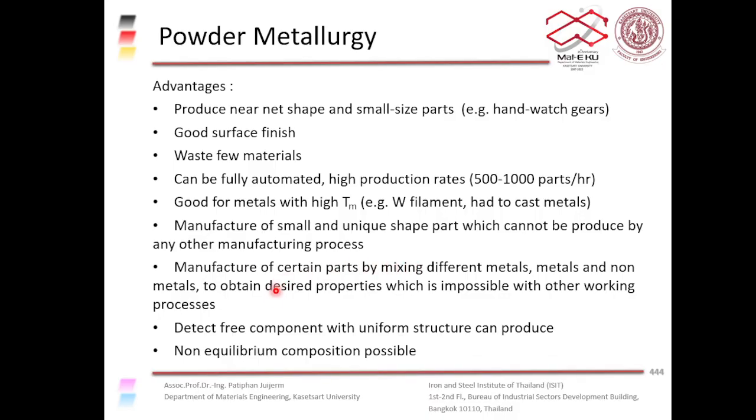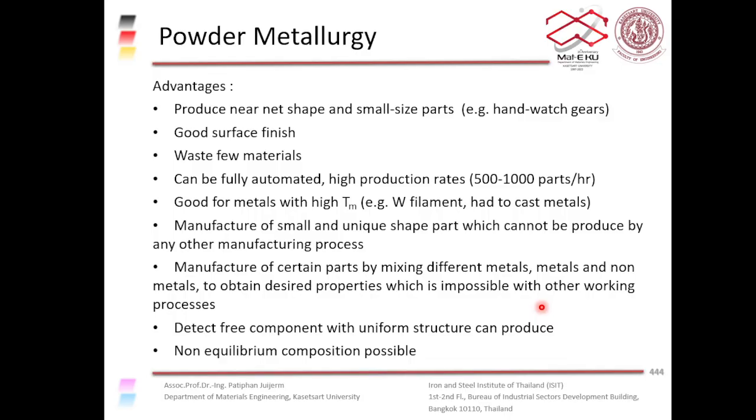Okay. It can be used to manufacture a certain part by mixing different metals, metals and non-metals, like the cutting bits that I mentioned. When you are mixing tungsten carbide, which is a ceramic or a carbide, with cobalt powder, which is a metal, right? You mix them together, you sinter it, you get your workpiece. This obtains design properties which are impossible with other working processes, right?